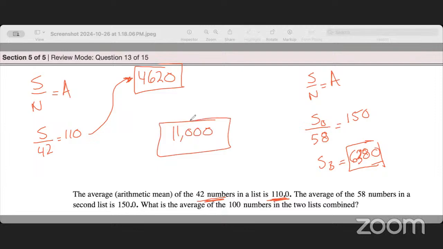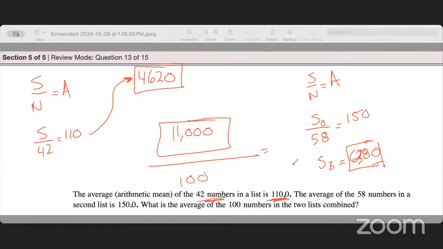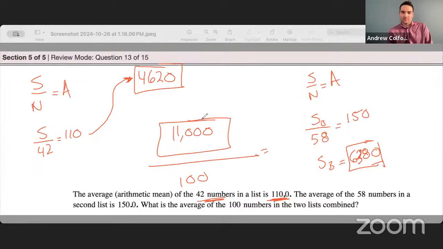And how many overall numbers are there? 100. So that leaves us with 110. Hold on a second. Something's a little off here. 42 times 110 gave us 4620, yeah. And 58 times 150 gave us, oh, there's the issue. This came out, at least on my calculator, to 8,700.